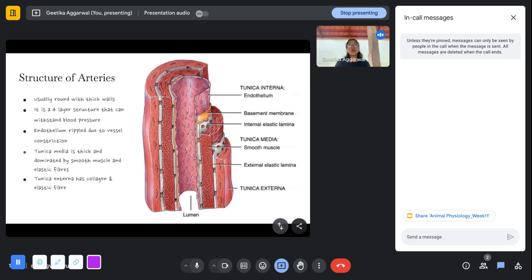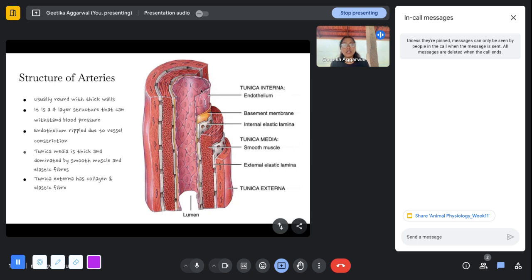So I've written out some pointers here. Basically, arteries are round with very thick walls. It is a four-layered structure that can withstand high amounts of blood pressure. So the aorta that comes directly out of the heart withstands a very high amount of blood pressure, because when the heart pumps blood, it goes with a great amount of pressure.